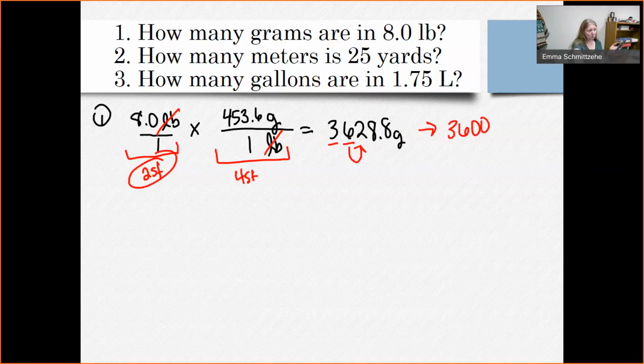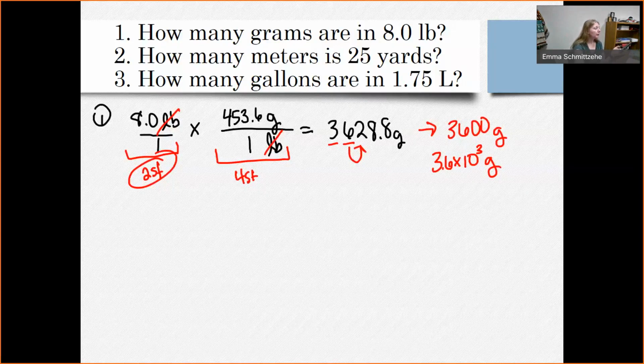3,600 grams. Okay, you can't drop those zeros because 3,628.8 can't become 36. That is senseless. So you have to keep those zeros as placeholders. If you would prefer, you can write it as 3.6 times 10 to the 3rd grams. Then you don't have those zeros that are confusing you about sig figs. Okay, you could do that. So either of those would be appropriate answers.